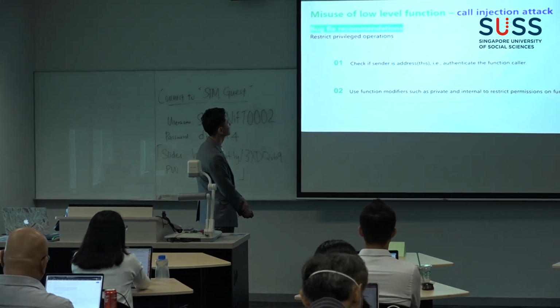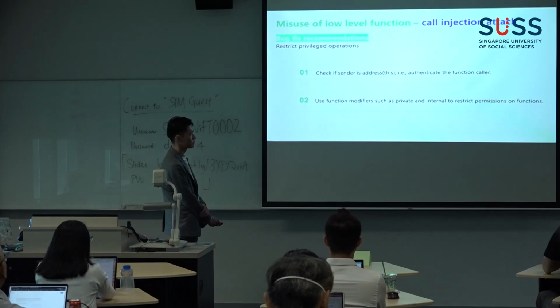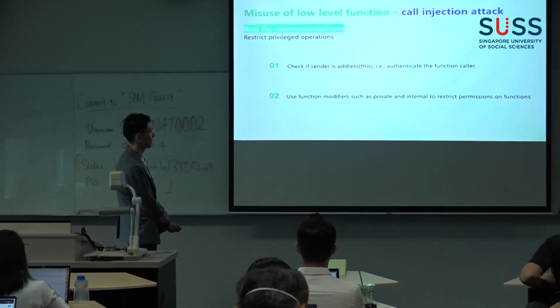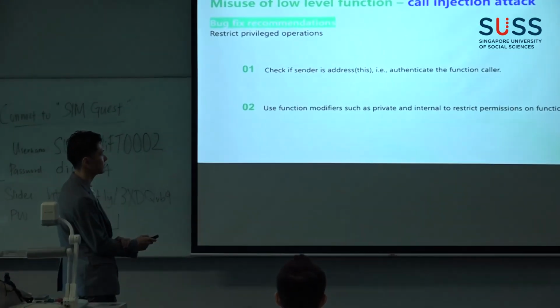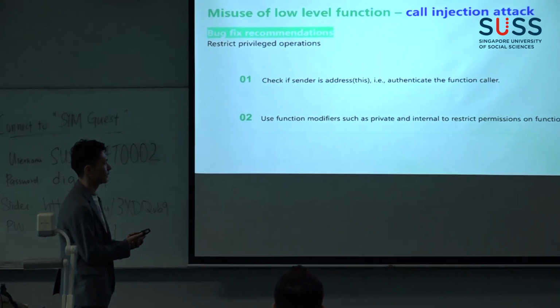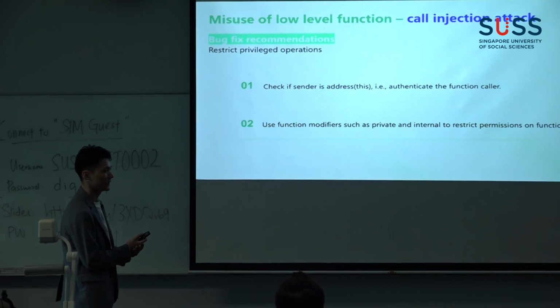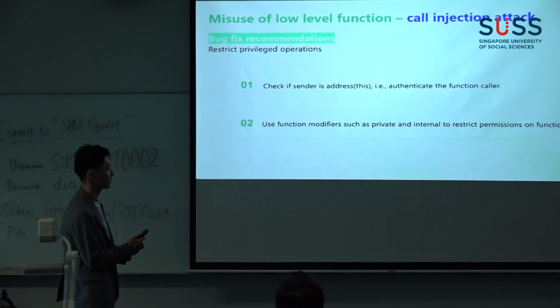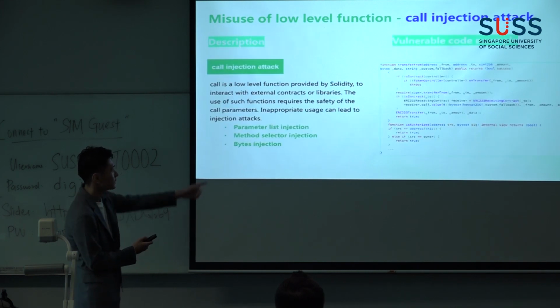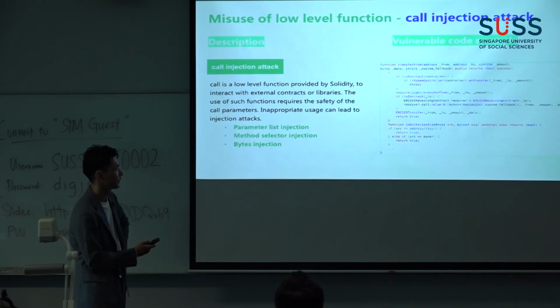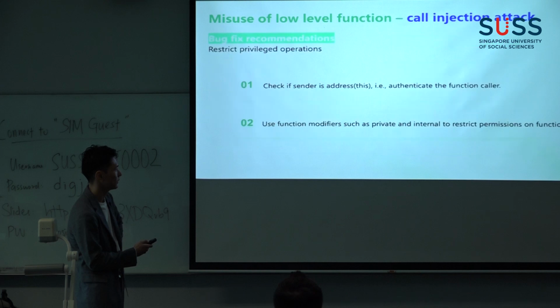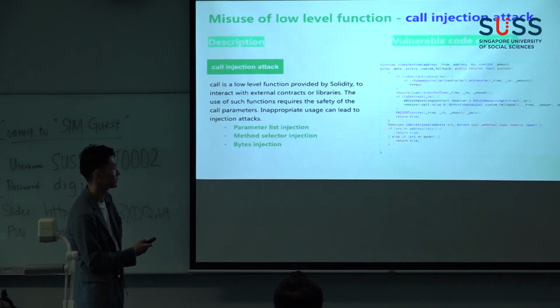And how to fix this bug? We should restrict privileged operations. First, we can check if the sender is its own address. In this way, you can authenticate the function caller. And next, we can use function modifiers such as private and internal to restrict permissions on the function. In this case, the visibility is public. But if you make it private or internal, the attackers cannot call this function directly anymore.